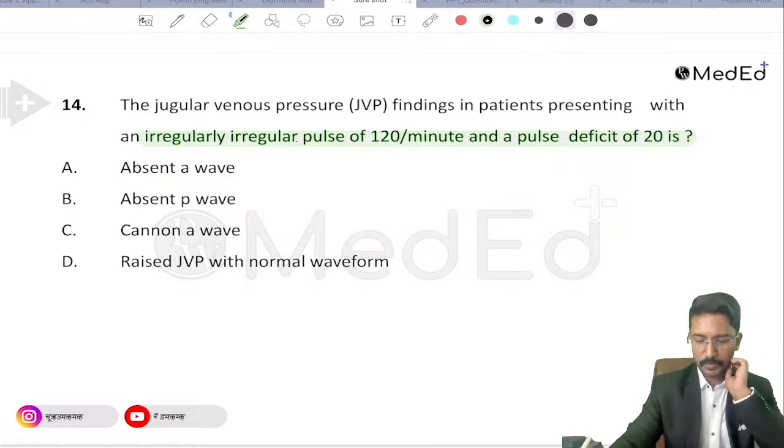Yes, please spend some time on SAG. Right now I'm running out of time, so I will skip it, but it is a very, very important section. Irregular pulse of 120 and pulse deficit of more than 20.